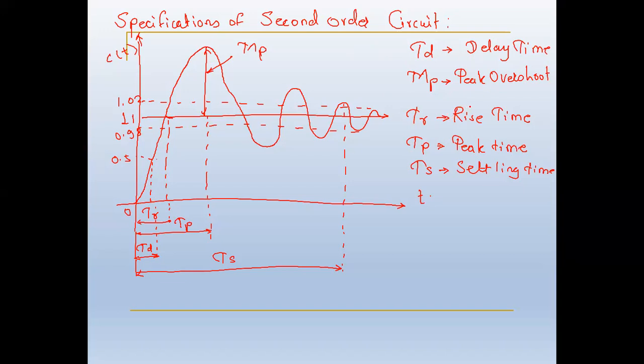Next, peak time. It is the time required for the response to reach its first peak. Last, settling time. What is settling time? It is the time required for the response curve to reach and stay within a specified percentage, usually 2% or 5% of the final value. Here we have concluded almost all points related to our unit number 2, and here unit number 2 is over.